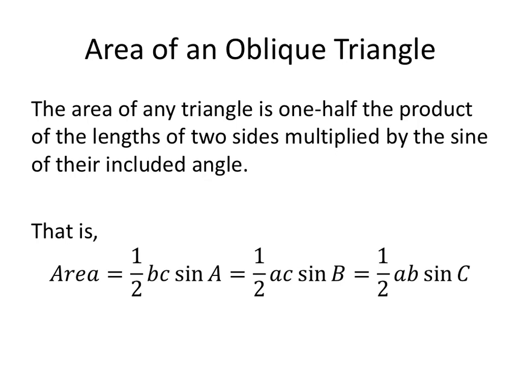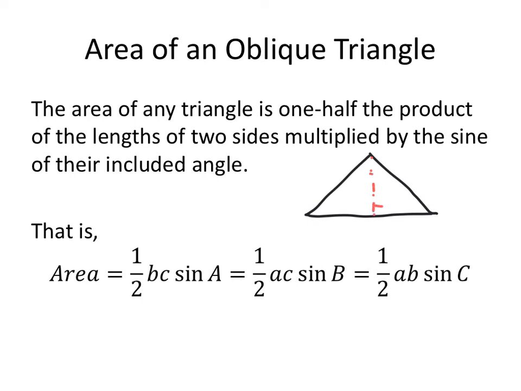And now to the area of an oblique triangle. We had an area formula for right triangles, right? We know that area is 1/2 base times height, but I guess it really does come down to that same thing here. The area of any triangle is 1/2 the product of the lengths of two sides multiplied by the sine of their included angle. For any triangle I could possibly draw, one thing we can do is drop a perpendicular.